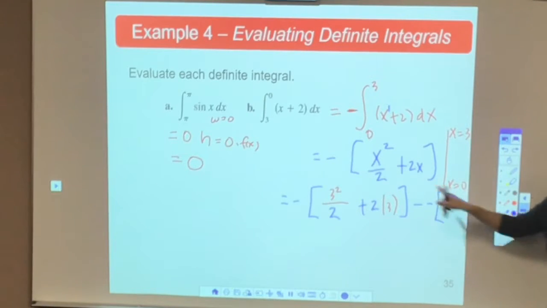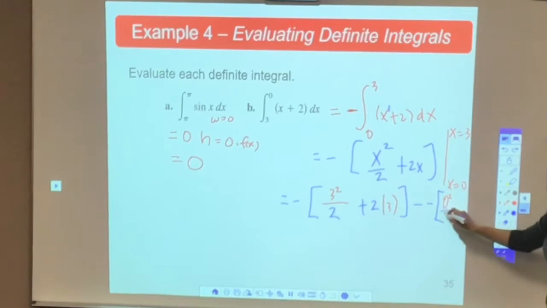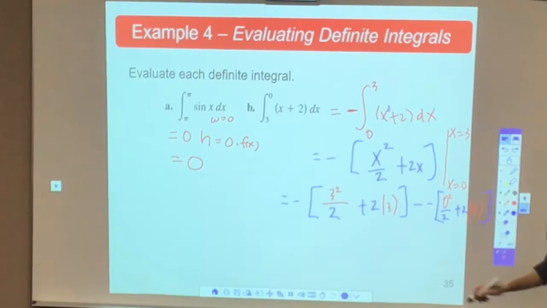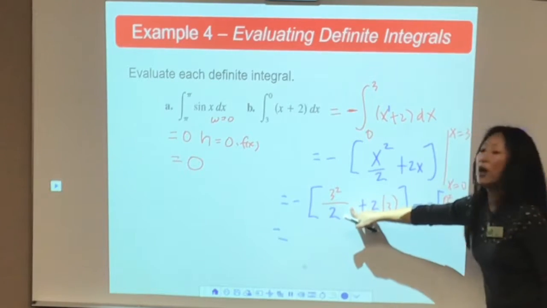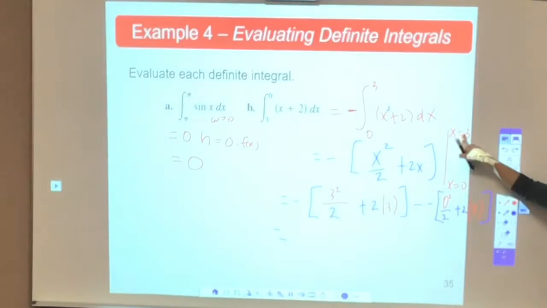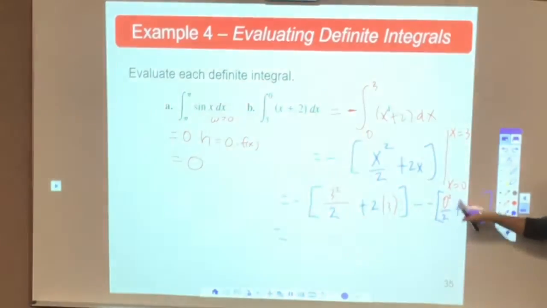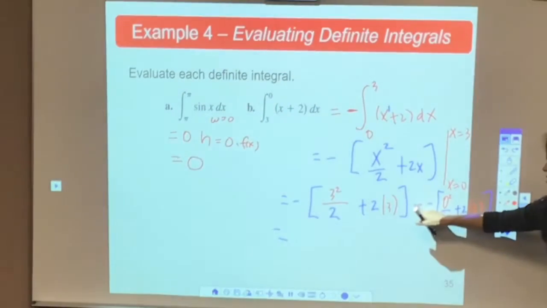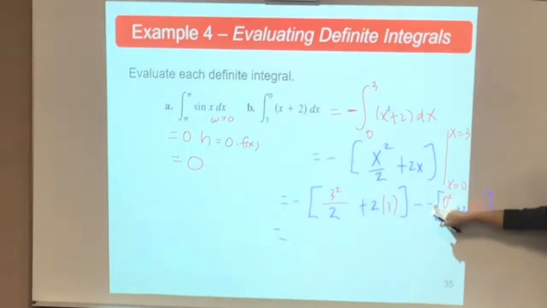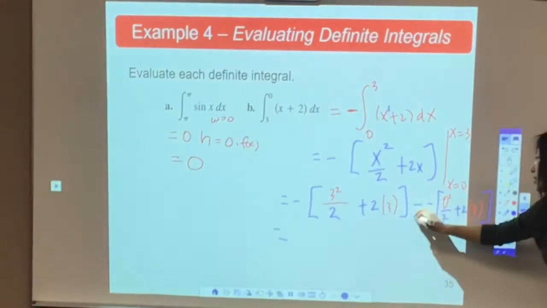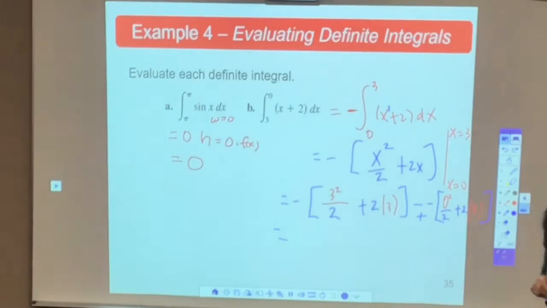But since this is a 0, is everybody with me? This is from the upper limit, I'm replacing x with a 3, and over here is my lower limit, x with what? 0. Is everybody with me? So you're really adding it? You're subtracting, but you also have a negative sign in the front. So actually this becomes a positive, right, exactly. All right.